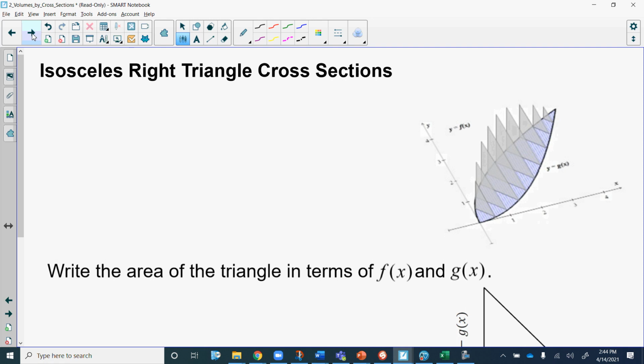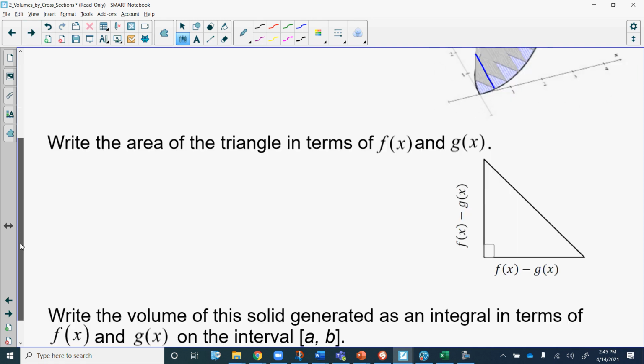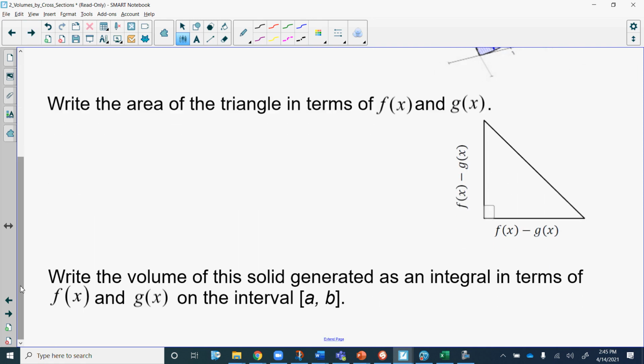Here we got one more, a right isosceles triangle. In this case, we're going to be looking at a 45, 45, 90 triangle, and it's a little hard to see, but it looks like the hypotenuse is that diagonal sloping down to the right. That kind of looks like the hypotenuse to me. But again, in this case, they're giving us our 2 dimensions, f of x minus g of x, for the 2 legs.